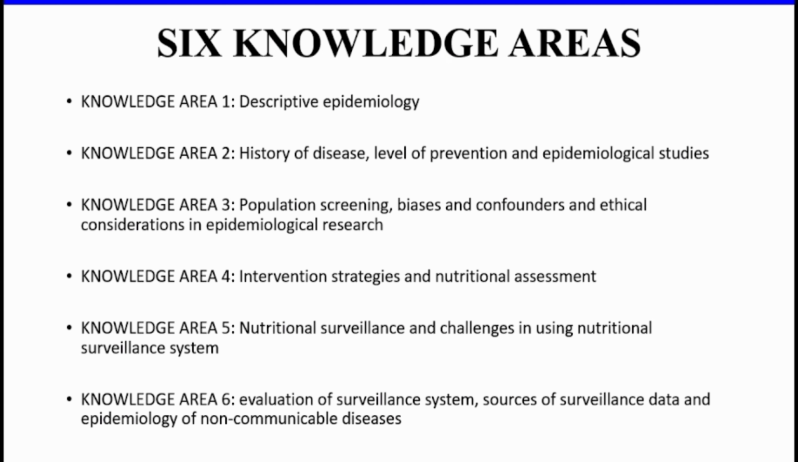Knowledge area 3 is population screening, biases and confounders, and ethical considerations in epidemiological research. Knowledge area 4, intervention strategies and nutritional assessment. Knowledge area 5, nutritional surveillance and challenges in using nutritional surveillance system. Knowledge area 6 is about evaluation of surveillance system, sources of surveillance data, and epidemiology of non-communicable diseases.